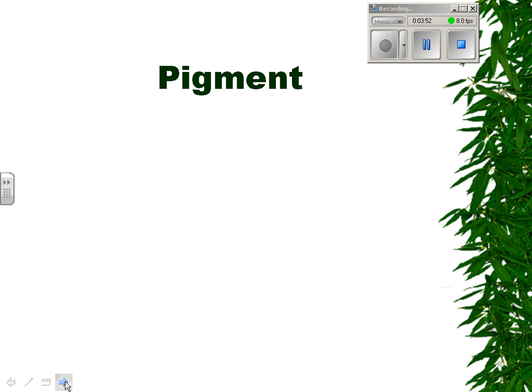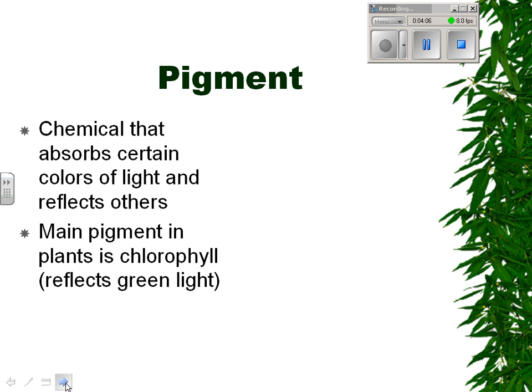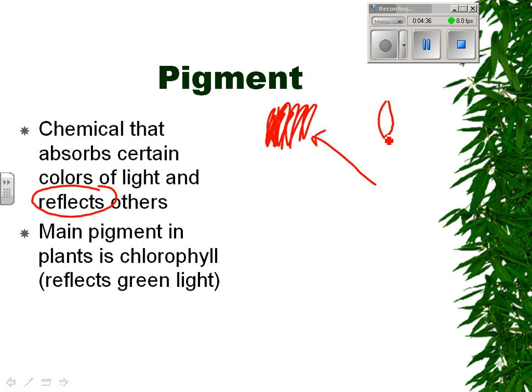If we're talking about light, the other thing we have to talk about is something called a pigment. We're going to take a look at some pigments in class, but a pigment is a chemical that absorbs certain colors of light and reflects others. In plants, the main pigment is chlorophyll, which reflects green light. If you look at a red shirt, it's red not because it absorbs red, but because it reflects red. All the colors of light are hitting this red mark on your screen, and what's bouncing back to your eye is red. The other colors are being absorbed. That's a really important idea.